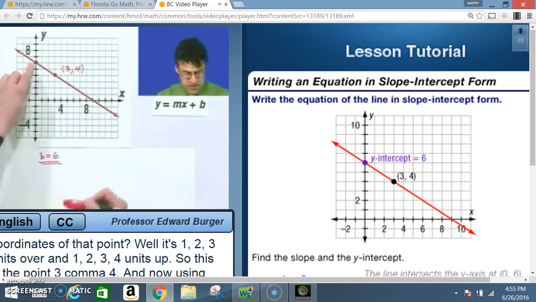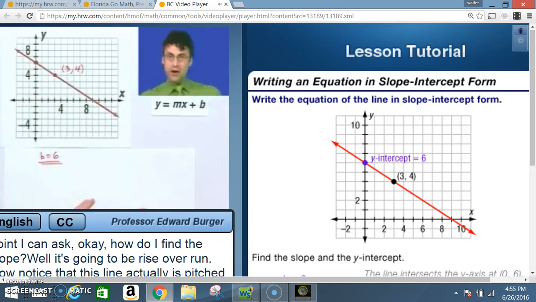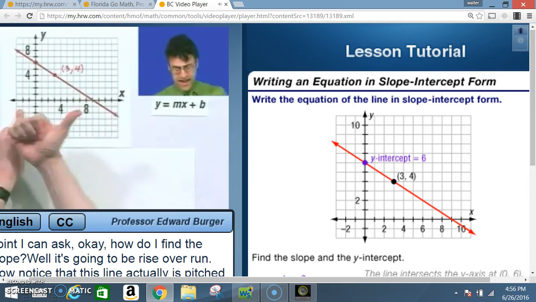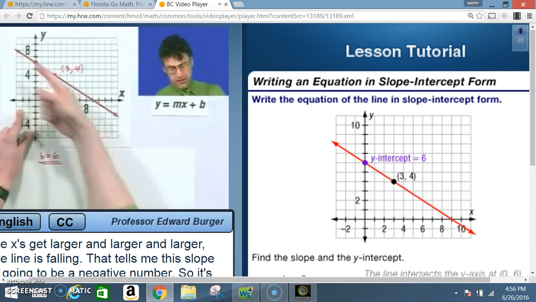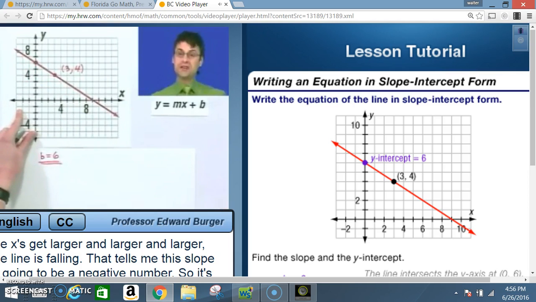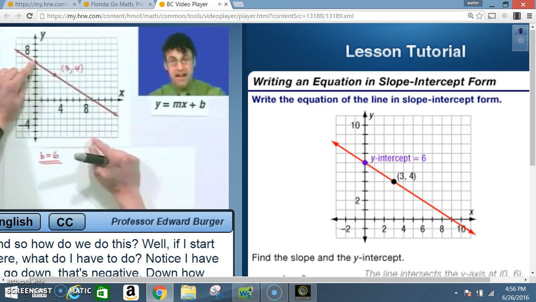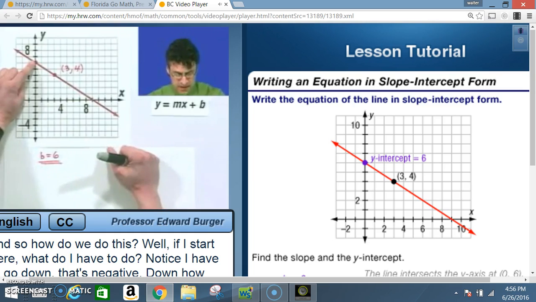Now, using this point and this point, how do I find the slope? Well, it's going to be rise over run. Notice that this line is pitched down. As the x's get larger and larger, the line is falling. That tells me this slope is going to be a negative number. So if I start here, notice I have to go down. That's negative. Down how far?